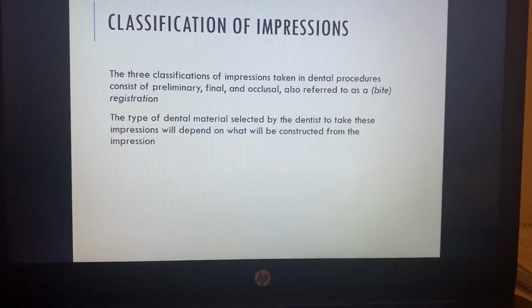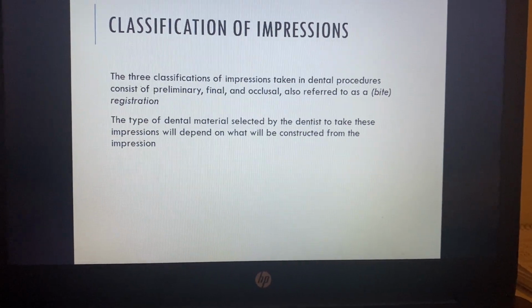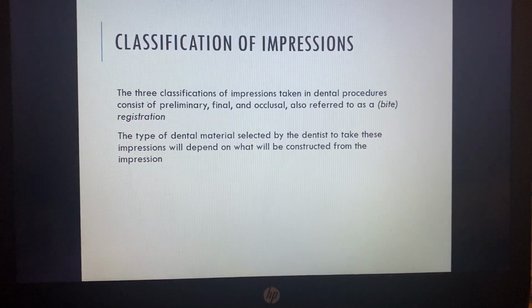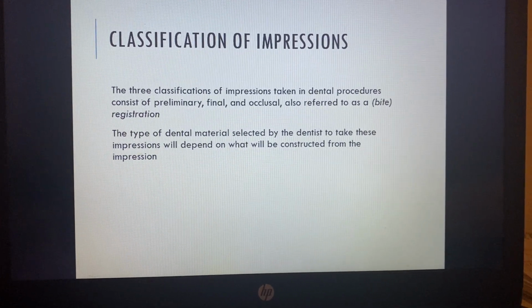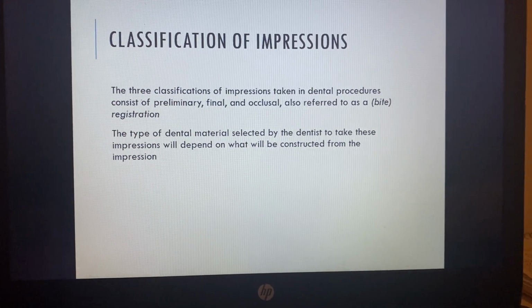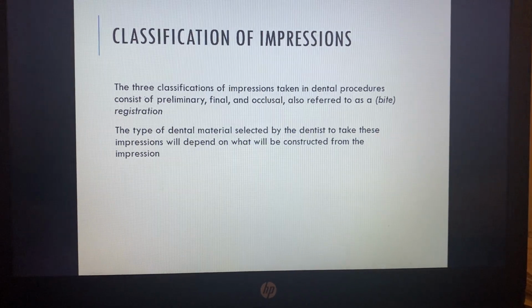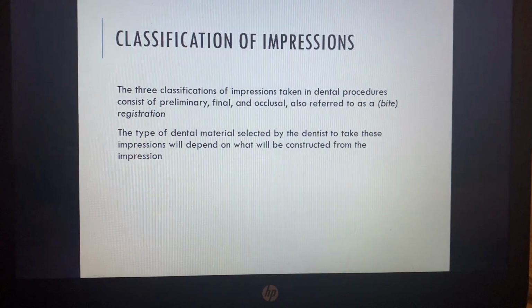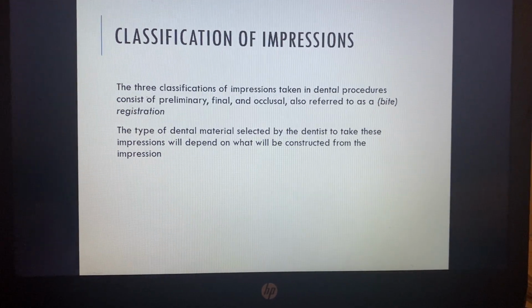Preliminary, final, and occlusal, or the bite registration. As you know, the preliminary impression is the first impression you take before the doctor does any work to that patient's mouth. A preliminary impression has to be taken, right? That impression is what you'll use to create your temporary crown.